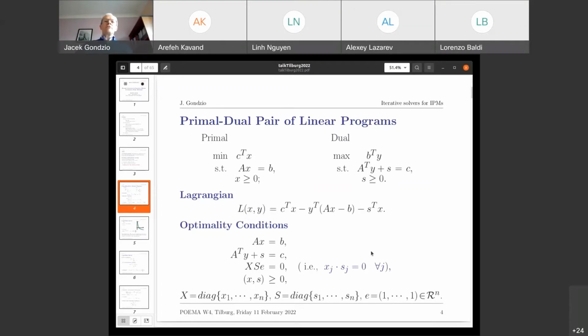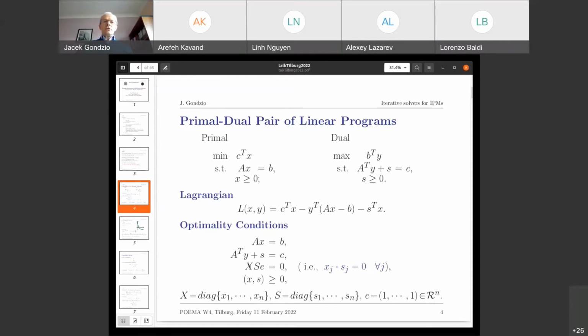And the closely related optimality conditions for both these problems, which require primal feasibility. Primal feasibility, AX is equal to B. Dual feasibility here. And the third condition, which is a complementarity condition, which requires that for every component j, either Xj or Sj should be zero. The product Xj Sj should be zero.